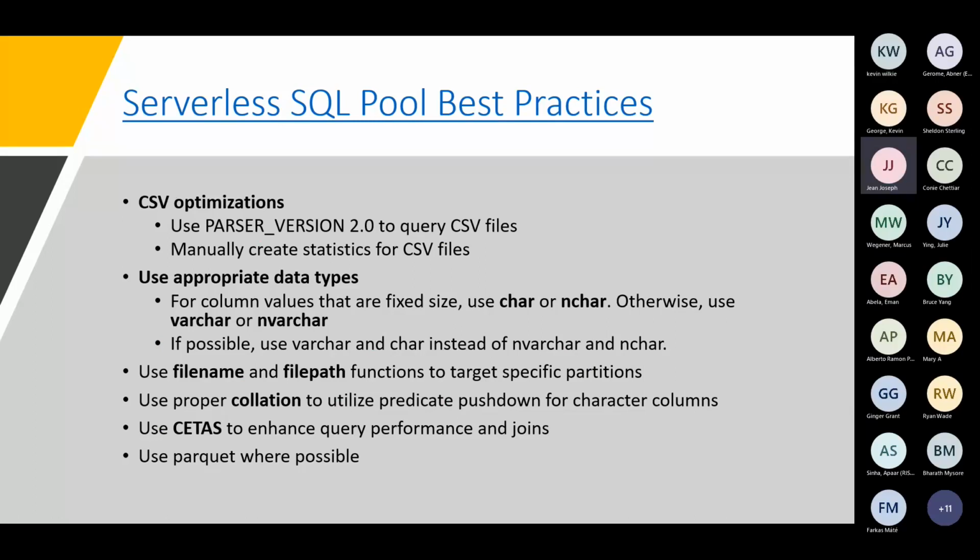Things you need to understand when it comes to best practices. For CSV optimization, it's always great to use parser version 2.0 to query your CSV files, and then manually create statistics for CSV. And like I mentioned, use the appropriate data types. There is a link here that provides all of this. And then the file name, these are the things I just mentioned, and I will share the slides with you.